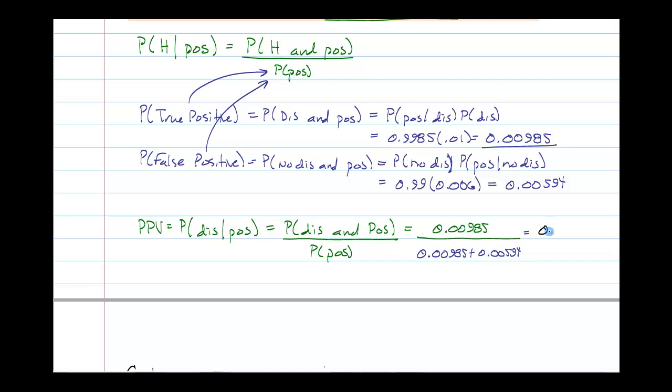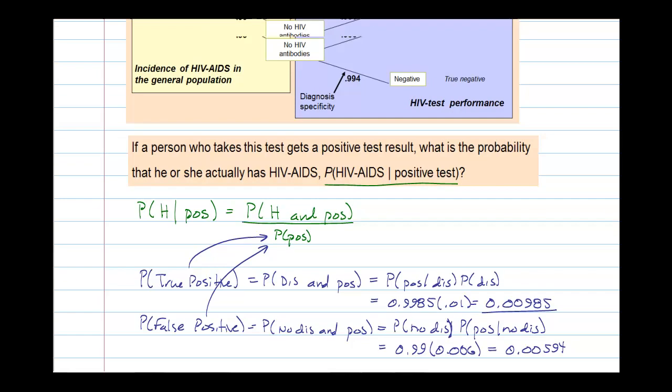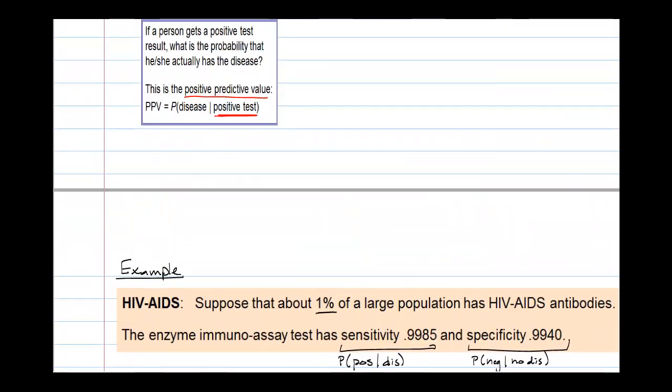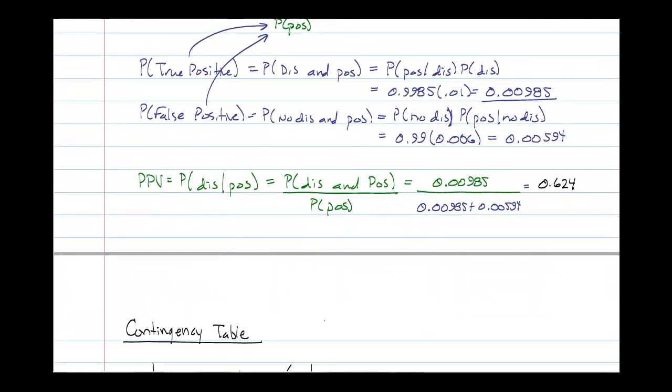You get a value of 0.624, or about 62.4%. So this test doesn't seem all that good. Out of all the people who tested positive, only about 62.4% of them actually have the disease. So that test from that direction, the PPV, and again the PPV stands for positive predictive value of the test, it's not so good. You'd think it would be a little bit higher.